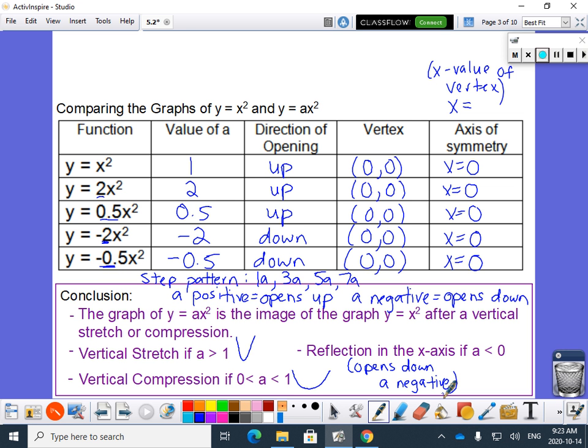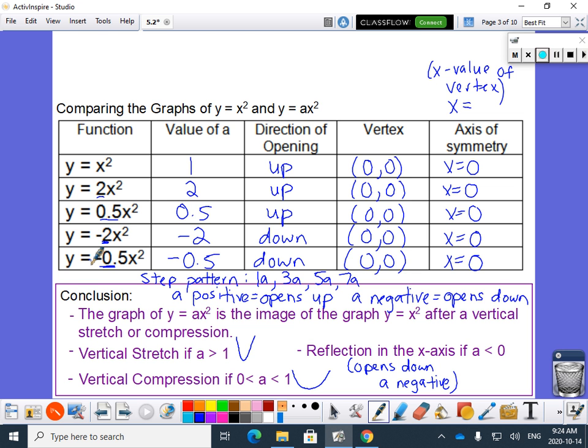So for example, this guy here, negative 0.5, would be a reflection in the x-axis because it opens down, because it's negative, but also a vertical compression because a is greater than 0 but less than 1. Does that make sense? Is that okay?